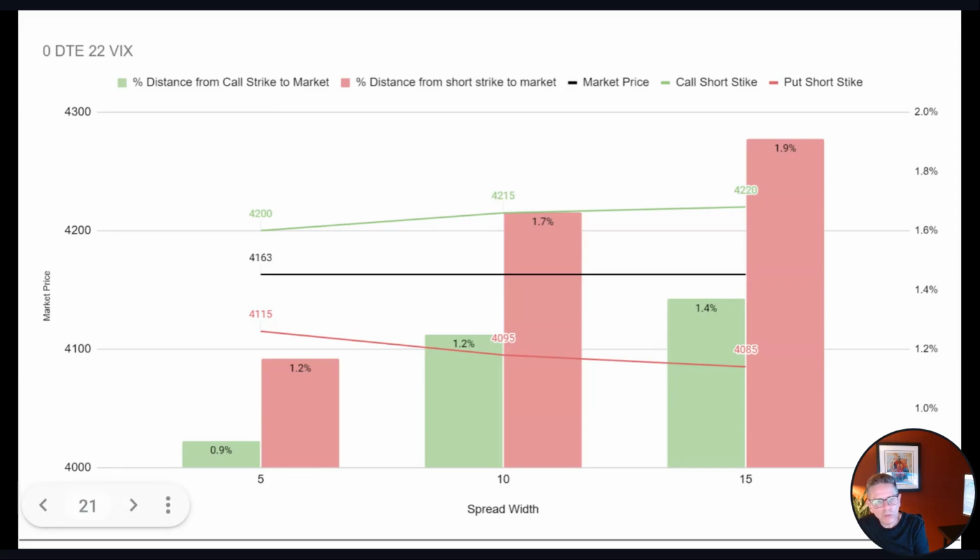So when you go to the width of 10, instead of 5, you can see here that it really pushes it out much further away from the market. And then when you go to 15, it goes higher. However, the amount of change as you widen your spreads diminishes. So you have a diminishing return as you go wider and wider on these spreads.